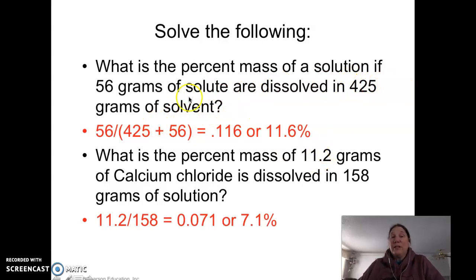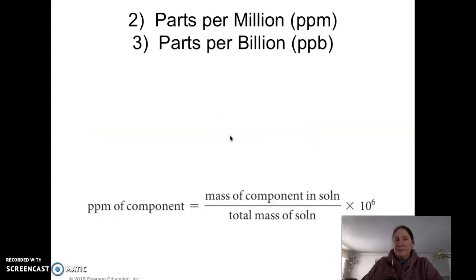Again, the trickiest part is looking: does it say grams of solvent or does it say grams of solution? If it says grams of solution, you don't have to add them together. If it says grams of solvent, you've got to add them together. That's the first concentration, percent by mass.